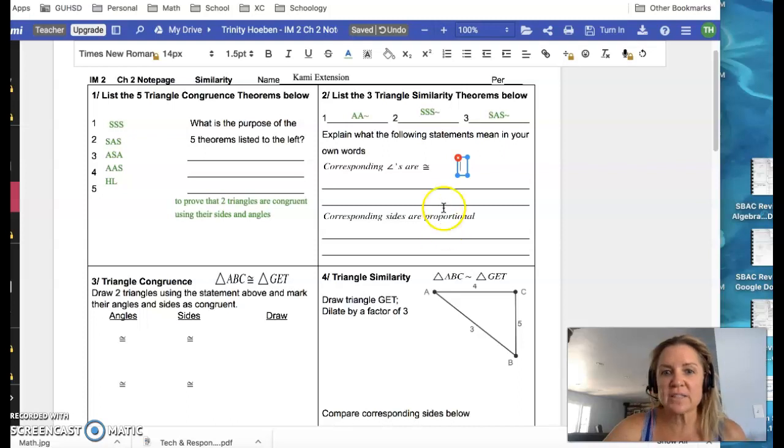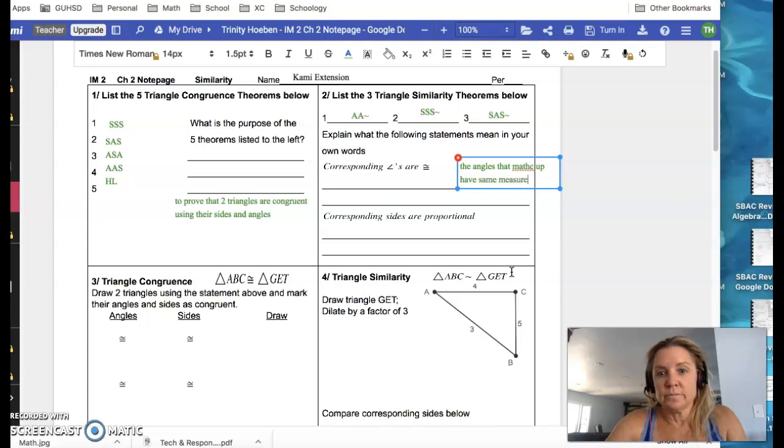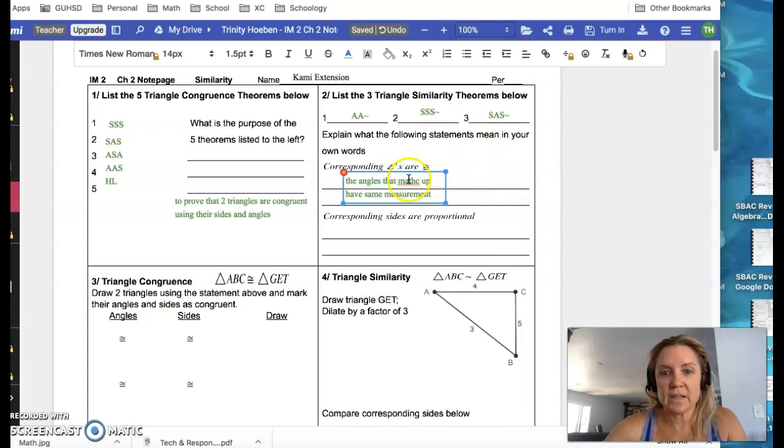Explain what the following statements mean in your own words. If the corresponding angles are congruent, that means the angles that match up have the same measurement. Let's drag that down here. And I spelled match wrong.